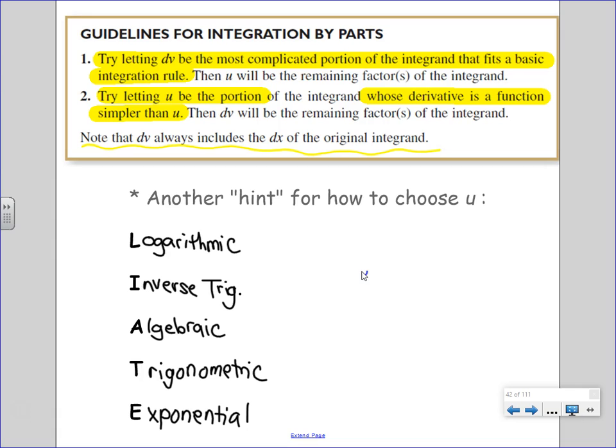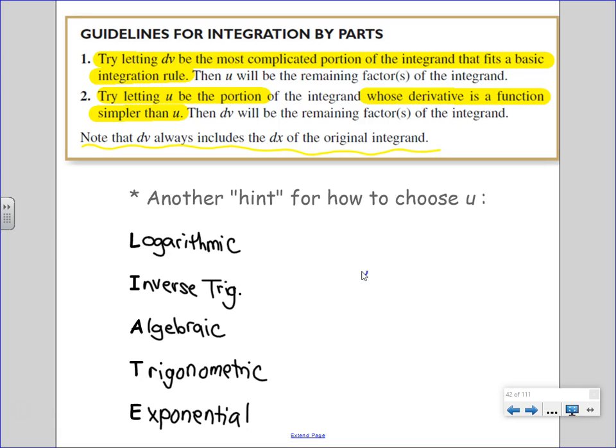We've already talked about letting dv be the most complicated part that can be integrated, right? You try to let dv be the most complicated part that can still be integrated. Like the last one, ln of x can't be integrated, so we didn't put that in dv. Try letting u be the portion of the integrand whose derivative is a function simpler than u. So we're choosing u that derives to be simpler, while choosing dv that can be integrated. Now, which one do we have no option on?